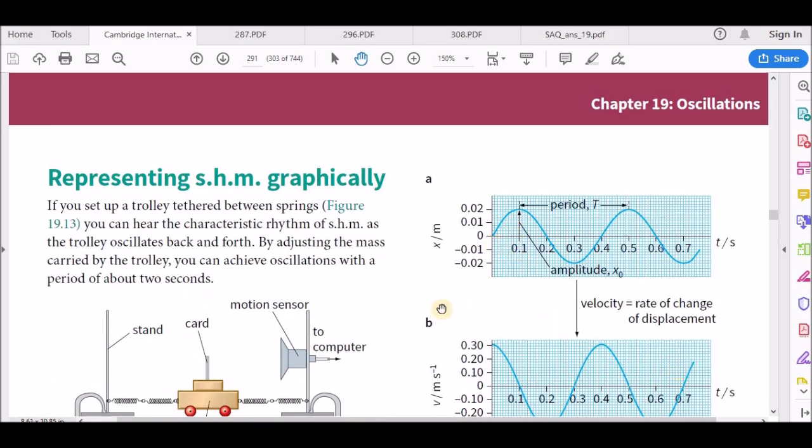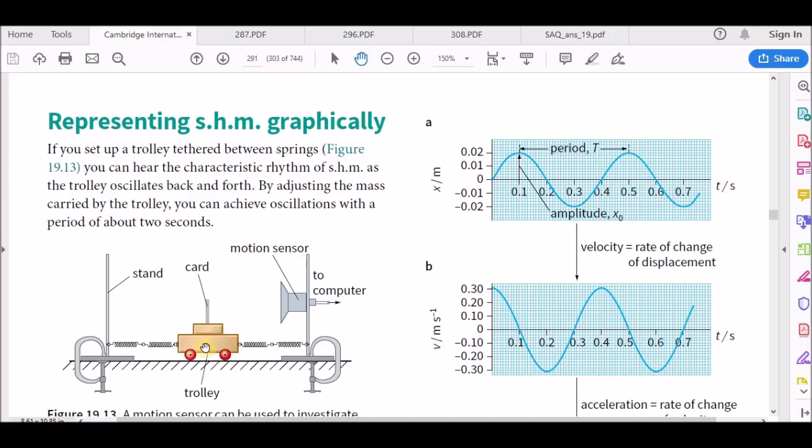You can see over here they start timing as soon as the trolley moves to the right of its equilibrium position. To the right the displacement is increasing and becomes maximum, when it is at the extreme right end. There the displacement is maximum and positive, 0.02 meters. Then it moves to the left and comes to this position, where the displacement is again 0.